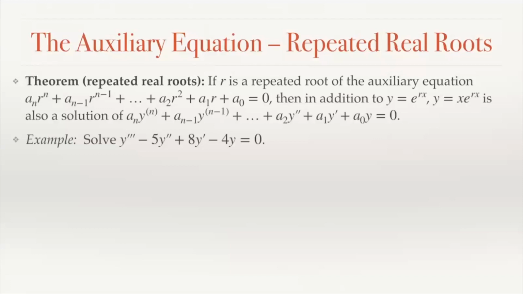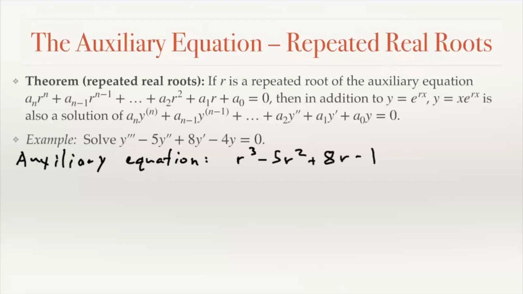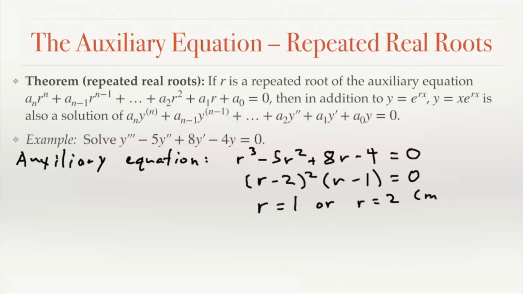Let's do another example, this time with a third order differential equation. So the auxiliary equation here is r cubed minus 5r squared plus 8r minus 4. We want to solve for what r values satisfy that. You can do testing and polynomial division and verify that this is (r minus 2) squared times (r minus 1), and thus r is equal to 1, or r is 2, the latter with multiplicity 2, since that root has a square.